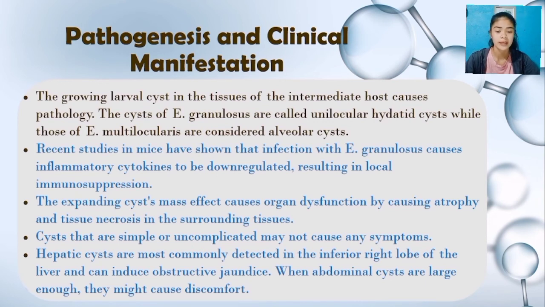Pathogenesis and clinical manifestation. The growing larval cysts in the tissues of the intermediate host cause pathology. The cysts of Echinococcus granulosus are called unilocular hydatid cysts, while those of Echinococcus multilocularis are considered alveolar cysts. Cysts that are simple or uncomplicated may not cause any symptoms. Hepatic cysts are most commonly detected in the inferior right lobe of the liver and can induce obstructive jaundice. When abdominal cysts are large enough, they might cause discomfort.